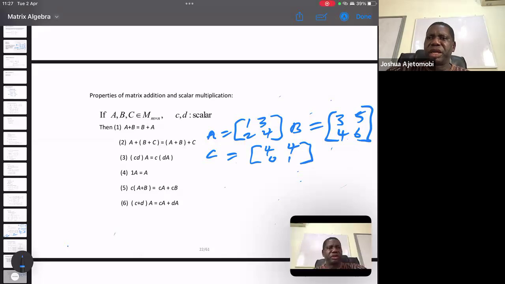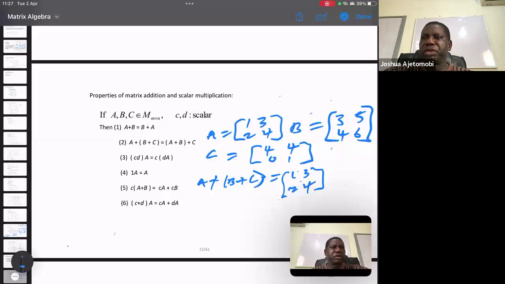So our A plus B plus C will be 1, 3, 2, 4. Plus, let us add B and C. That would be 7, 9, 4, 7.